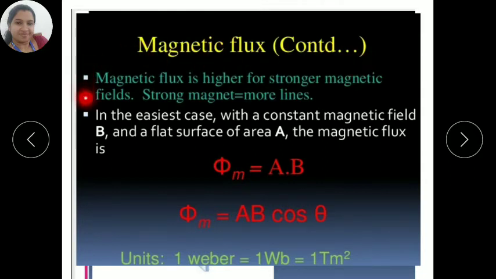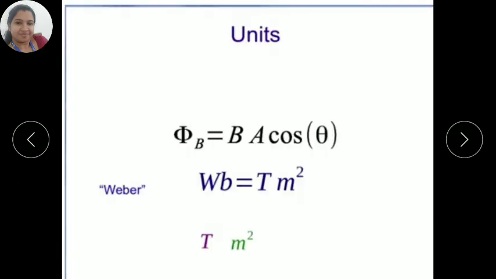So from this we can conclude magnetic flux is higher for a stronger magnetic field. If a magnet has a stronger magnetic field, it means a large number of magnetic field lines are there. So a large number of magnetic field lines can pass through the given surface, so obviously magnetic flux is greater. Then go to the unit of magnetic flux. We are all familiar that the unit of magnetic field is Tesla and the unit of A is meter square. So the unit of magnetic flux is Weber. Weber is equal to Tesla meter square.